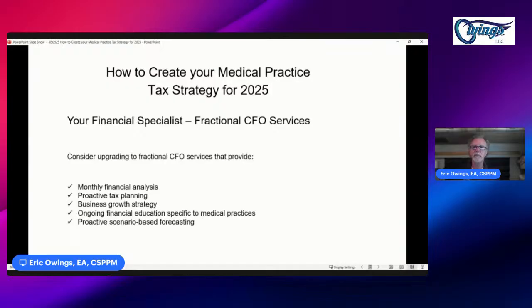A fractional CFO can also help you with business growth strategies. Ongoing financial education specific to medical practices is something that we bring to the table, so that, again, you're focusing more on what you do to make the money that you make and be of the greatest service to your patients. And also scenario-based forecasting. This takes budgeting and runs it through modern 21st century software services that can actually provide a future analysis of what certain steps that you might take.